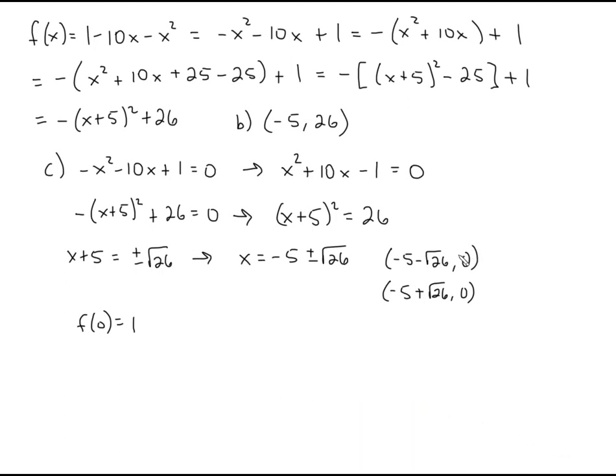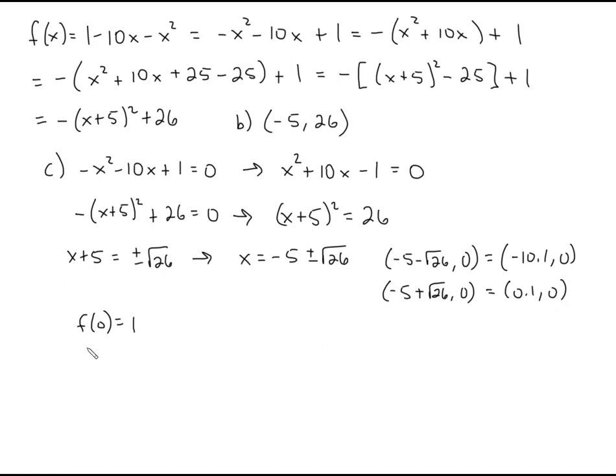And it would probably be helpful to go ahead and approximate these so that we can get a better picture of the graph. So when I plug this into the calculator, I get minus 5 minus root 26 is about negative 10.1. And then when I do the other one, it's about 0.1. So those are two approximate x-intercepts, and there's our y-intercept.